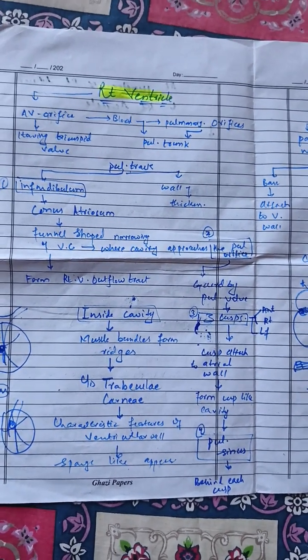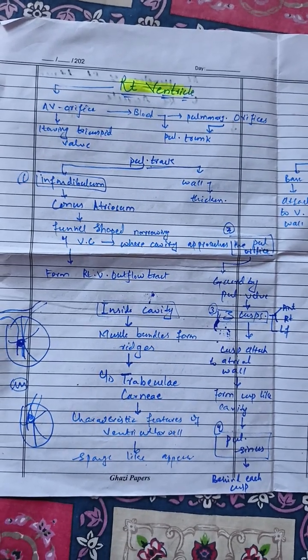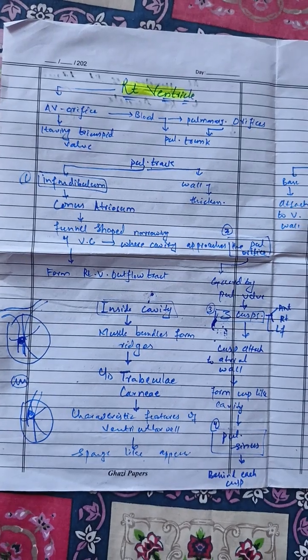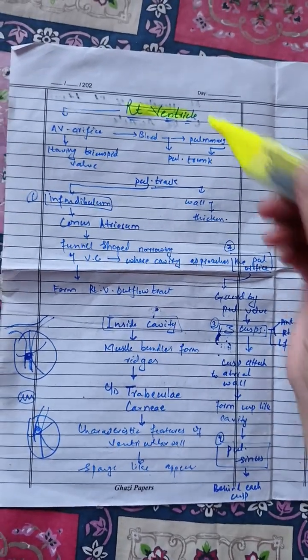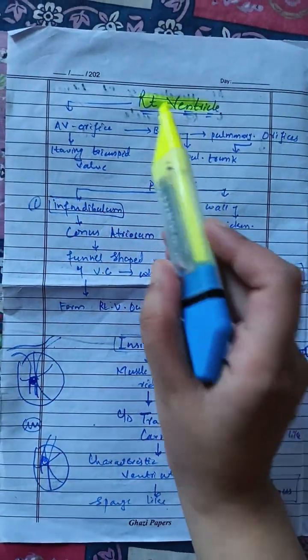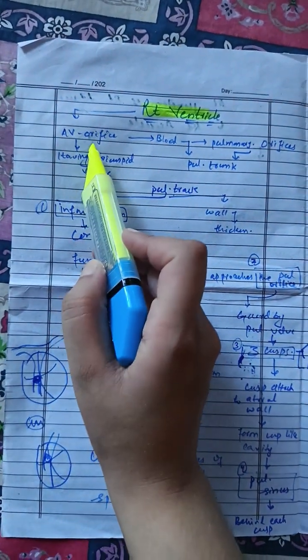We have started anatomy of the heart, in which we have already studied about the anatomy of the chambers, the surfaces, the borders, and about the anatomy of the right atrium. Now today we are going to discuss about the anatomy of the right ventricle. In the right ventricle, basically blood comes from the right atrium through the atrioventricular orifice.